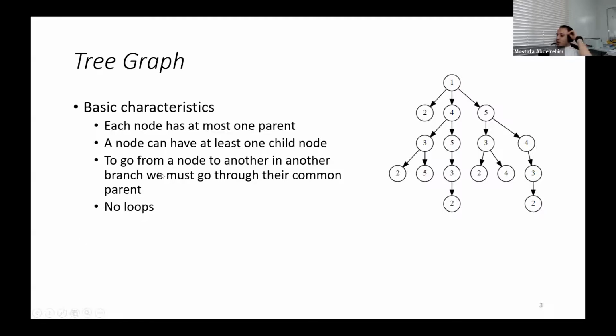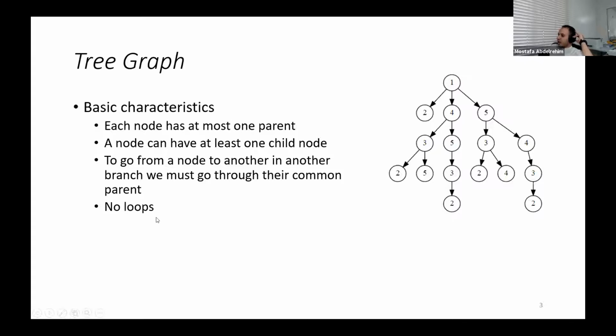To go from a node to another in another branch, so you see here there are branches, for example if we want to move from this node to this node, these are two nodes in separate branches, so we need to go to the common parent. In that case, between this node here 2 and this node here 5, the common parent is 4. So we need to go to 4, and from 4 we go to 5, or the opposite, from 5 we go to 4, and from 4 to 2 we go to 2.